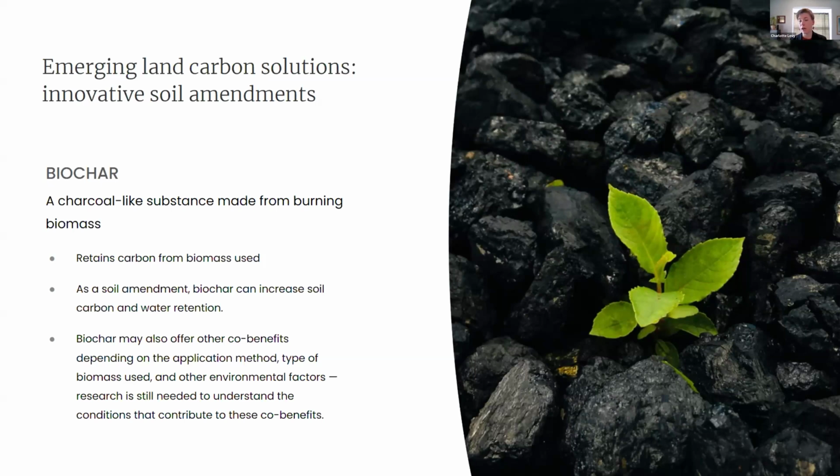It's also beneficial to add it to soils because it can help to increase water retention, and it creates a very suitable habitat for microbes that act in the soils that can help in general to make nutrients more accessible to plants. So that creates a lot of co-benefits and a lot of incentives for applying biochars to soils.